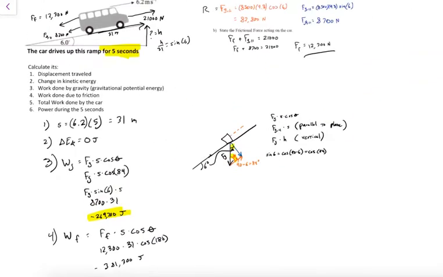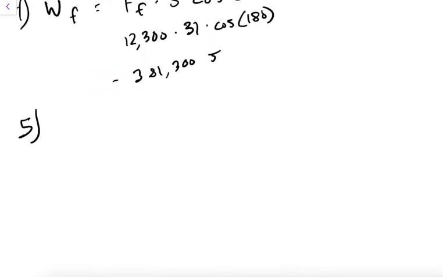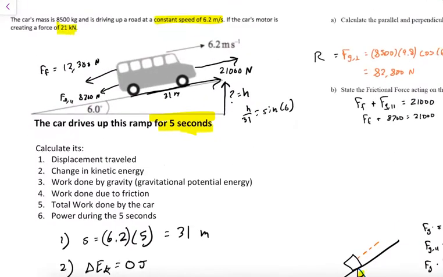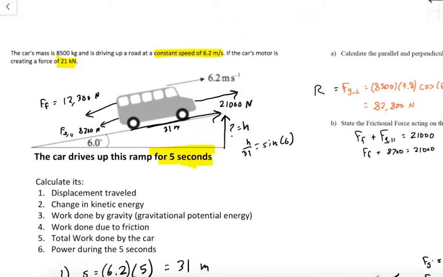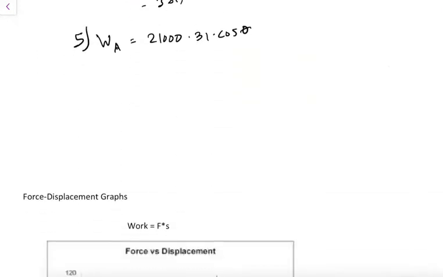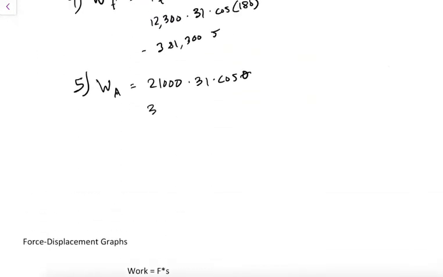Number 5 is total work done by the car. If we want the work done, like the applied force, the engine's work done, we need the total forward force, the engine's force, which is 21,000 newtons, times 31 times cosine of theta. In this case, our theta is 0 because the direction of the force is parallel and towards the direction of the motion of the car. So we have 21,000 times 31 times cosine of 0. Cosine of 0 is just 1, so we don't have to worry about that. So 21,000 times 31 is 651,000.